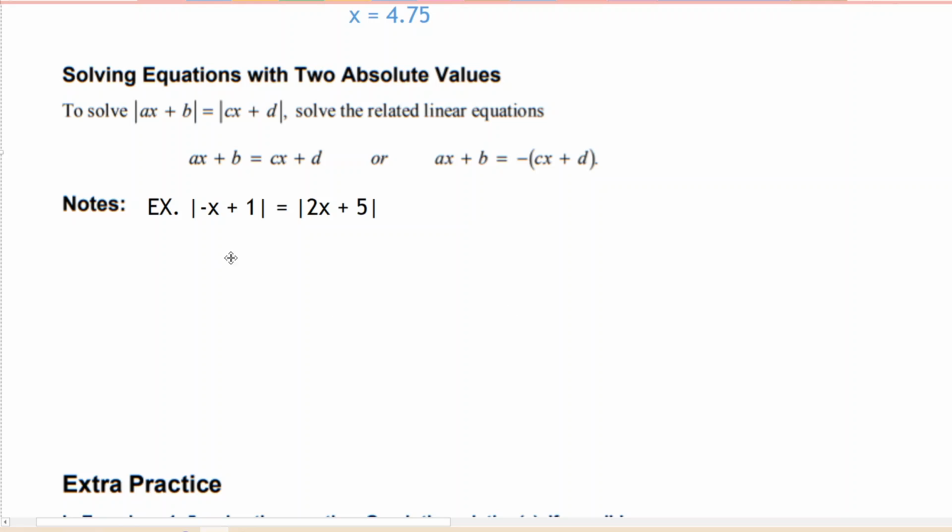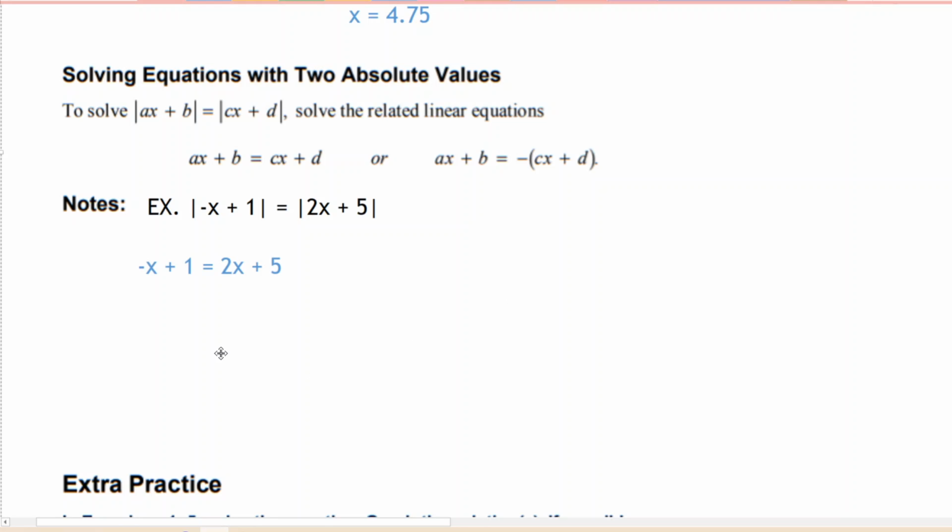So for this one, we'll have the absolute value of x plus 1 equals the absolute value of 2x plus 5. You're going to notice that the left side is a linear equation: linear term plus constant. And then the right side is another linear equation, linear term 2x plus constant 5. To solve this, we're going to write down two equations, either of which will give us a solution.